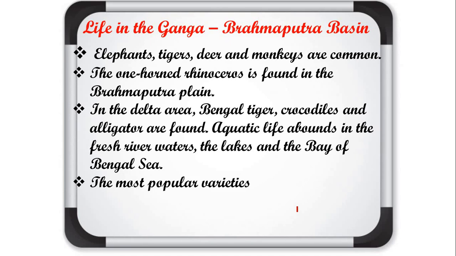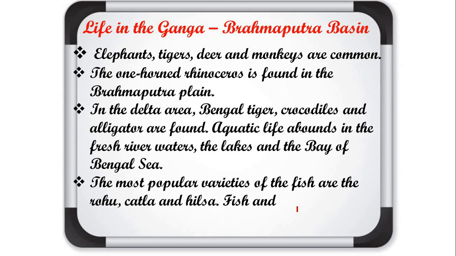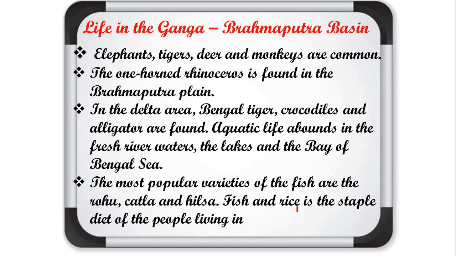In the delta area, Bengal tiger, crocodile and alligator are the animals which are found. Aquatic life, meaning animals which live in water, is also found in rivers, lakes and the Bay of Bengal. The most popular varieties of fish are rohu, katla and hilsa, and fish and rice is the staple diet of the people living in the area. What do you mean by staple diet? Friends, staple diet means the food which is the main part of our diet.